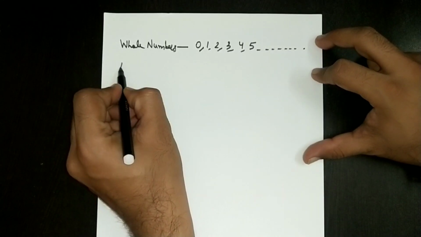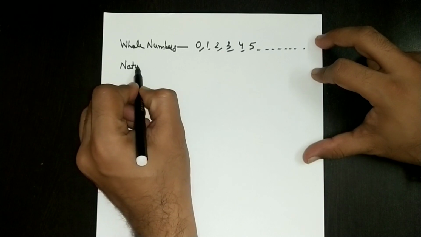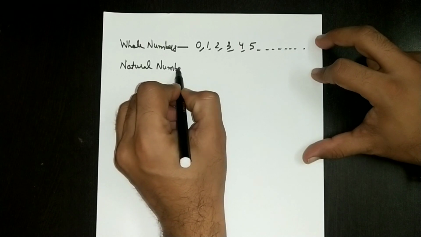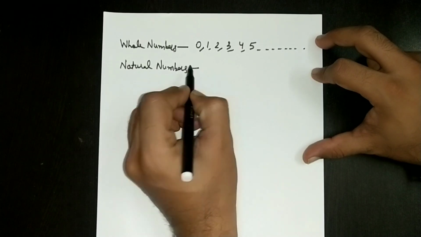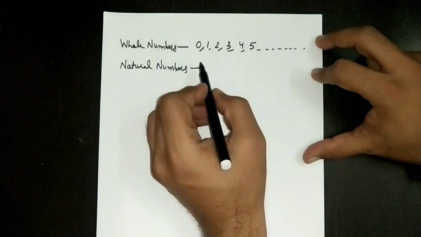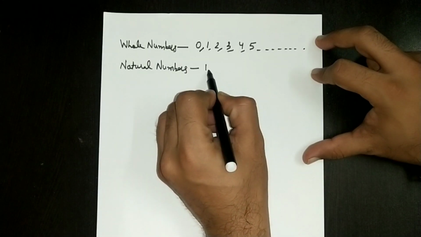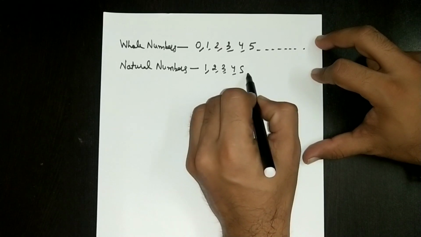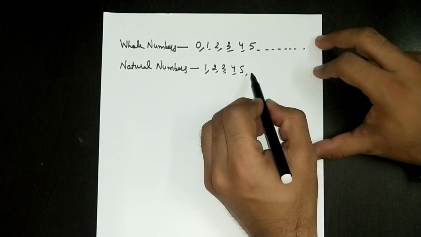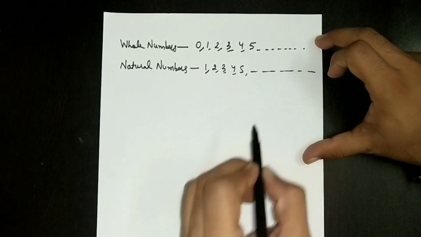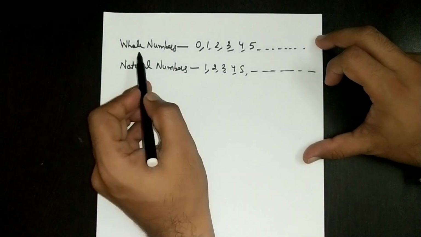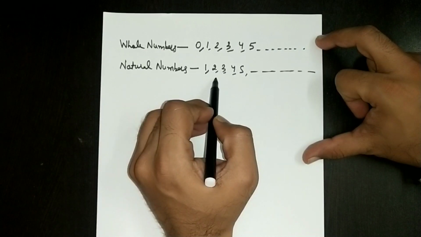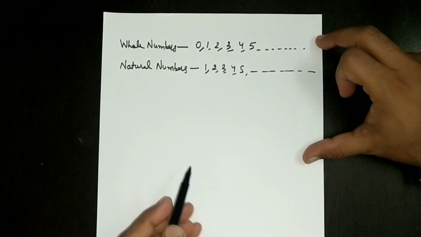Then what are the natural numbers? Natural numbers, the positive numbers starting with 1. Two, 3, 4, 5 and so on are your natural numbers. So the whole numbers are the numbers which starts with 0. Natural numbers are the numbers which starts with 1.